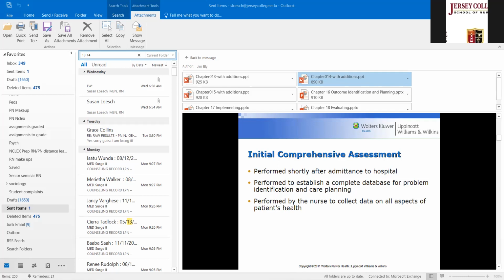Emergency assessment is for whenever a physiological or psychological crisis occurs. This is to help identify life-threatening problems. It's performed by the nurse to gather data about those problems. Examples would be the patient choking while they're eating, getting stabbed, getting shot, or being found unresponsive.